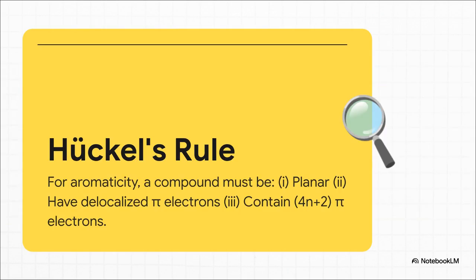So what makes benzene so special anyway? It all comes down to this idea of aromaticity, which is defined by Hückel's rule. For a compound to get the special aromatic label, it has to pass a 3-point check. It's got to be flat or planar, it needs to have a continuous loop of pi electrons, and, most importantly, it has to have a very specific number of those pi electrons. 2 or 6 or 10 or 14, it has to follow that magic 4n+2 formula.